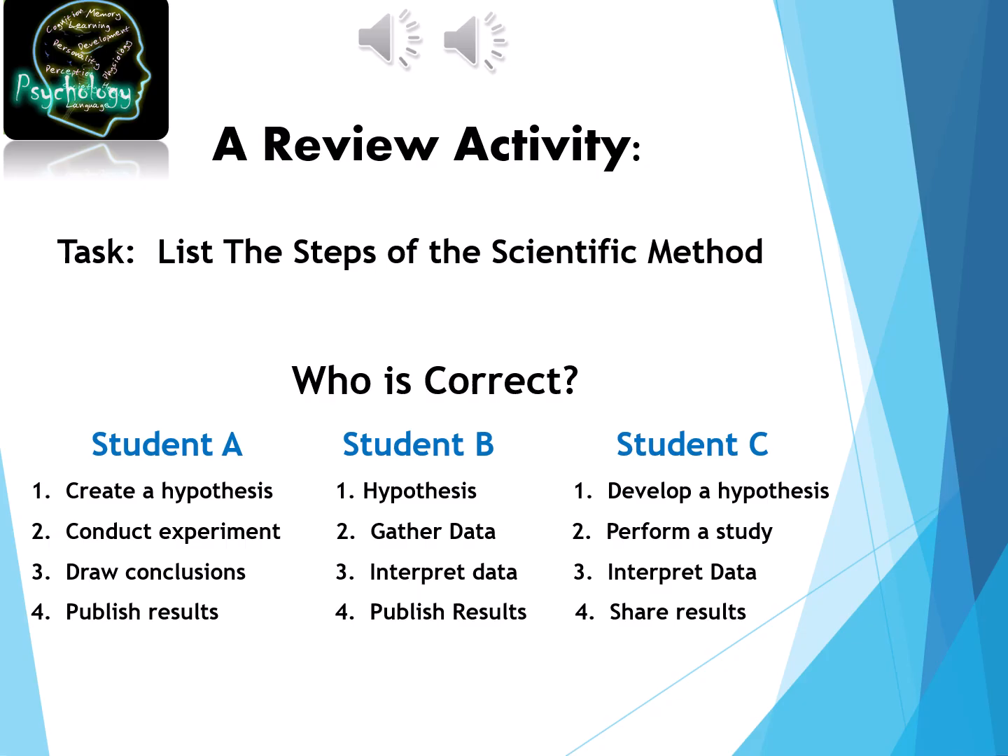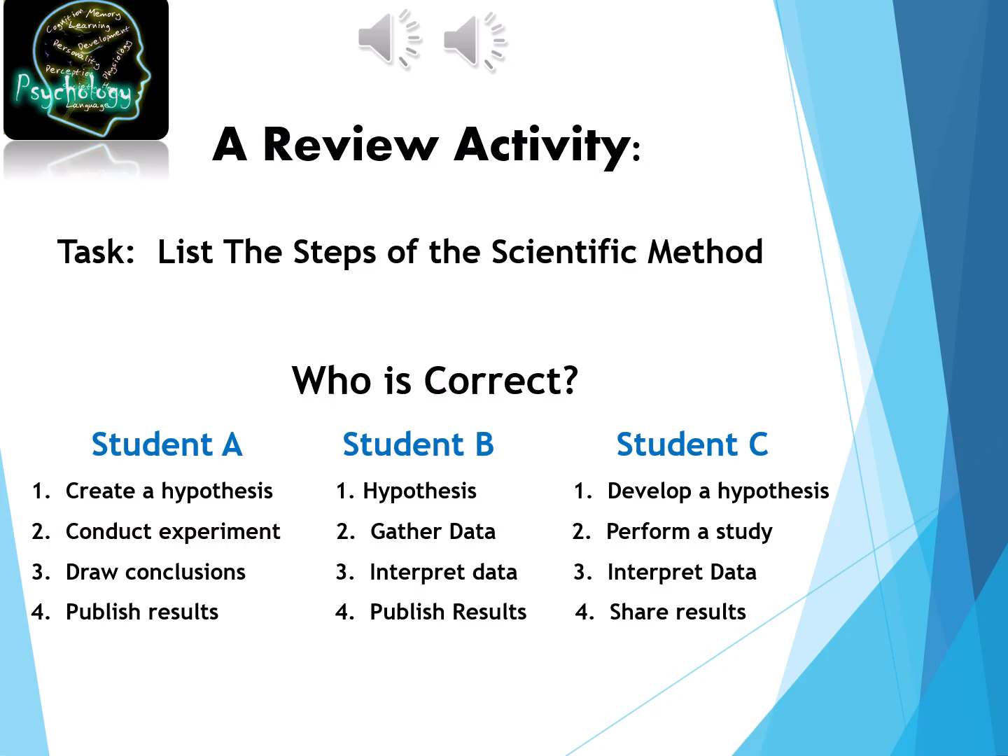Now that I've snuck in that little public service announcement, let's return to our task of the scientific method. Look at these three students, student A, student B, student C. Look at each answer and see if you think that would be acceptable or not for a test. Let's look at student A first. Step 1, great. Step 2, big problem, too specific. It leaves out many research methods. 3, fair enough. 4, also good.